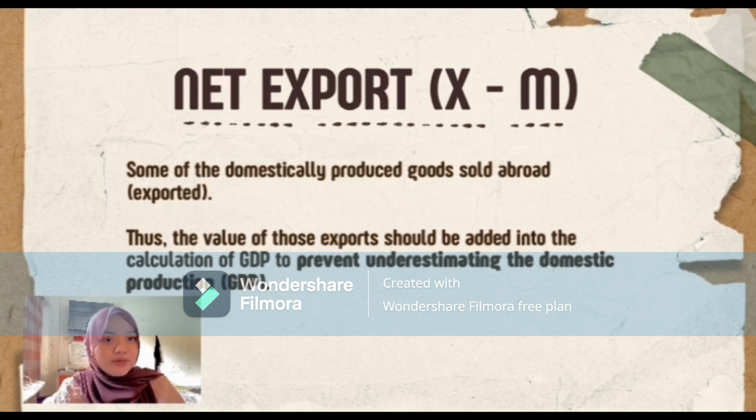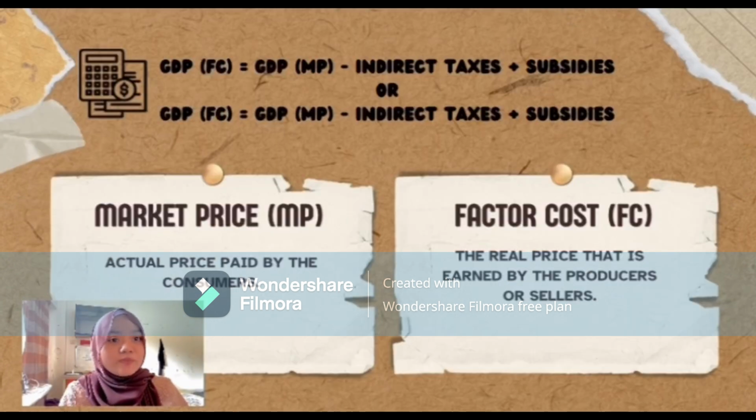Market price is the actual price paid by the consumers, while factor cost is the real price that is earned by the producer or seller. The formula for this method is GDP at factor cost equals GDP at market price minus indirect taxes plus subsidies.